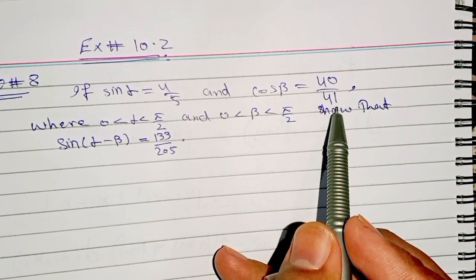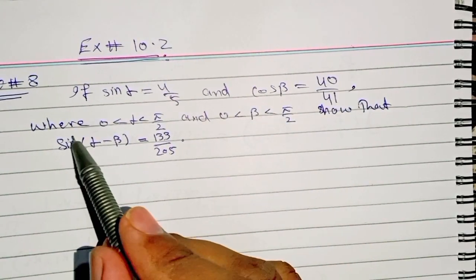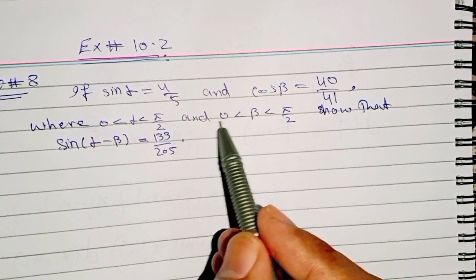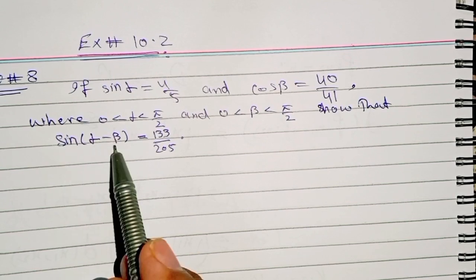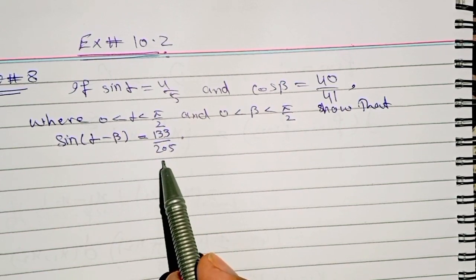Today we discuss: if sin alpha is equal to 4 over 5 and cos beta is equal to 40 over 41, where 0 is less than alpha is less than pi by 2 and 0 is less than beta is less than pi by 2, then show that sin of alpha minus beta is equal to 133 over 205.